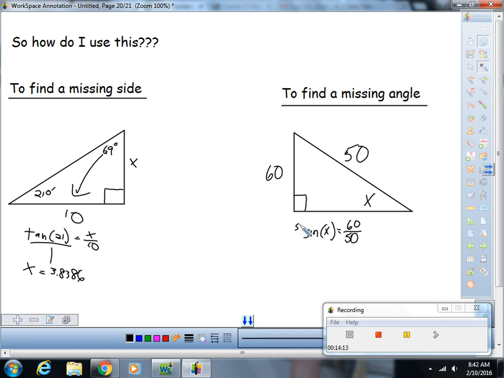Sine inverse. They stop getting creative at that point in the world. But if I do the sine inverse of one side, I have to do the sine inverse of the other side, just like all other. So x is the sine inverse of 60 over 50. Pop that in your calculator. So why is it telling you it's a domain error?